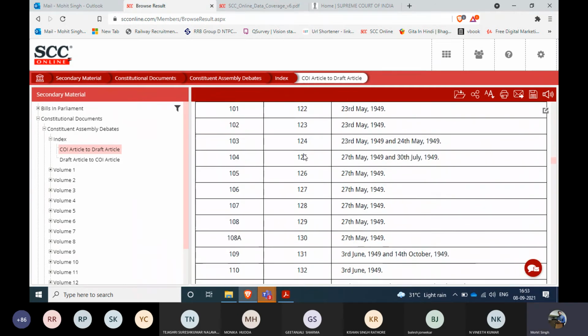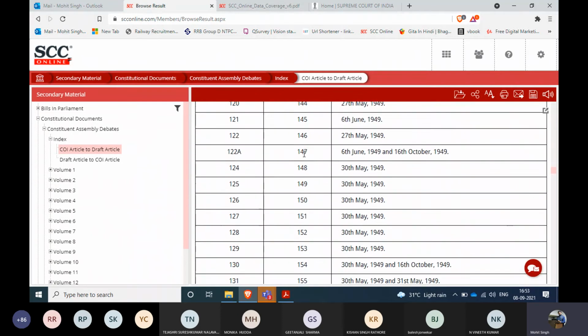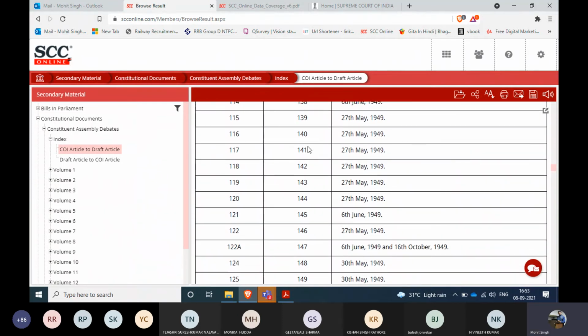Let's see any famous article which you have already gone through, that is article 141. So article 141 in our current constitution was previously known as article 117. And the discussion on this particular article took place on 27th of May 1949. So how can I locate that information now?